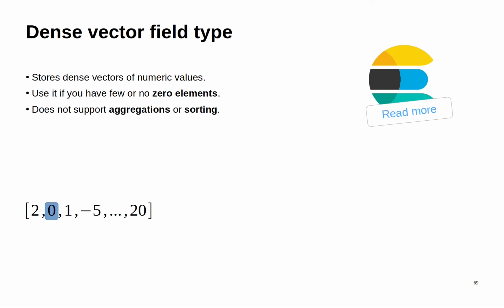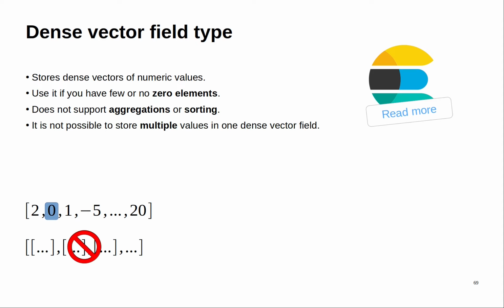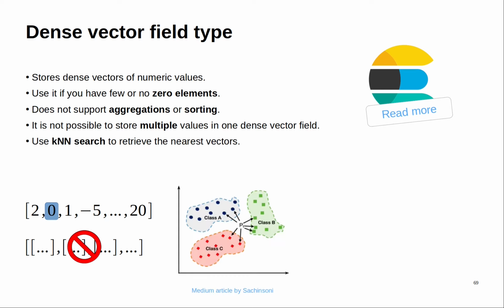Note that dense vectors don't support aggregations or sorting, and storing multi-dimensional vectors is not possible. To retrieve the closest vectors, we use ElasticSearch, which we will cover in a future video. Also, remember that the maximum size for a dense vector is 4096.